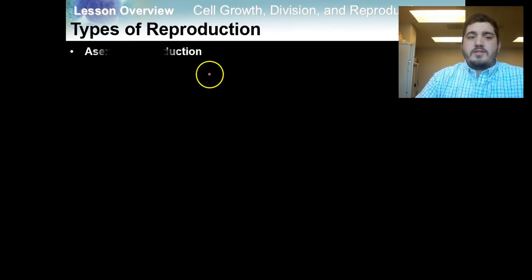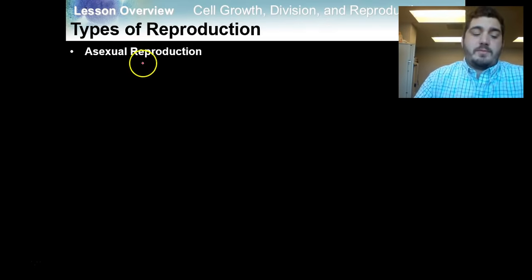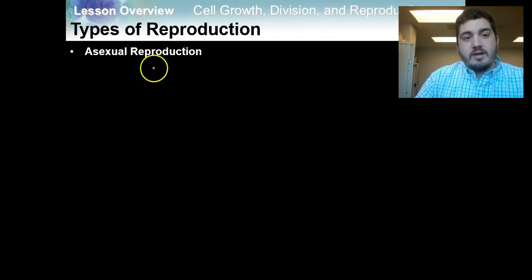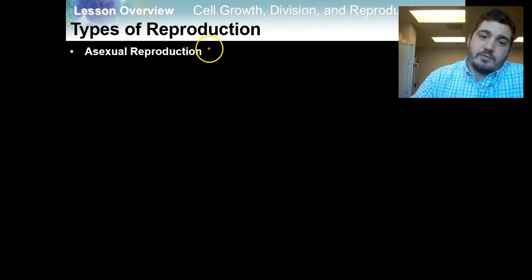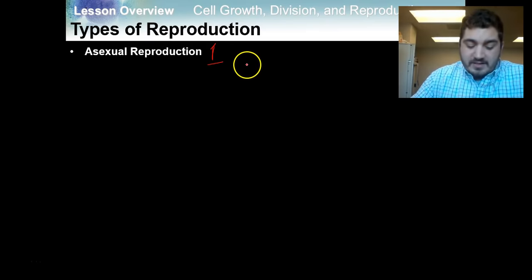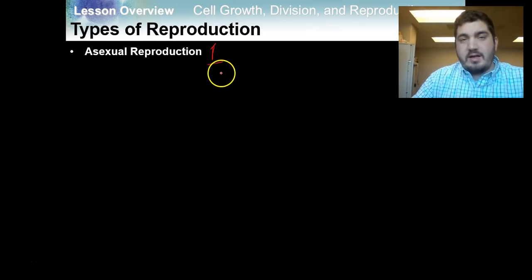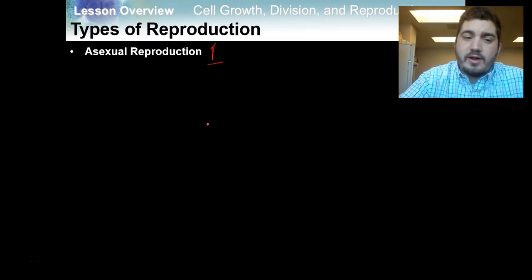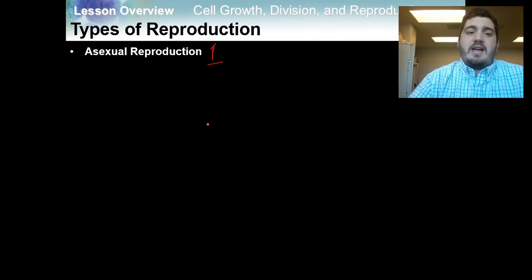Okay. So let's talk about reproduction, right? Which is part of this process of cell division. We can have asexual reproduction, which is basically one parent, right? So when we have asexual reproduction, we have one parent that basically splits into two. Okay, a lot of different bacteria, prokaryotes do this. Some eukaryotes do asexual reproduction, where basically you have one parent split into two. It copies its DNA and cuts in half.